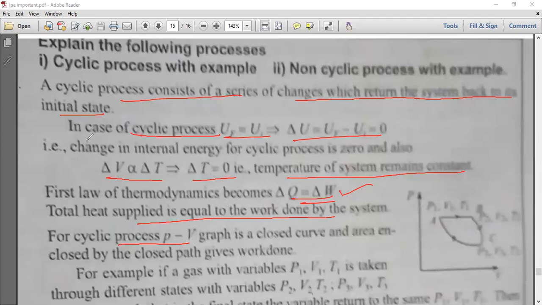So see, 4 points. Write the cyclic process definition, this, this, then this, and just plot the graph. Finished. Okay, 4 points you write for cyclic process. Understood? Write down for cyclic process: it returns the system back to its initial state. In case of cyclic process, the internal energy change and the change in temperature are 0, then the first law becomes heat supplied equal to work done. And the PV graph is a closed curve. That's it for cyclic, write only this much, and plot the graph. Enough. Next example is not necessary.